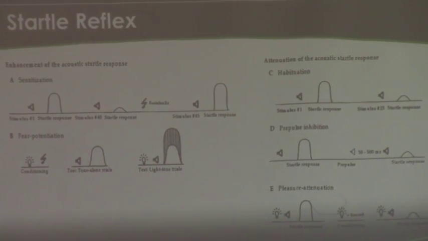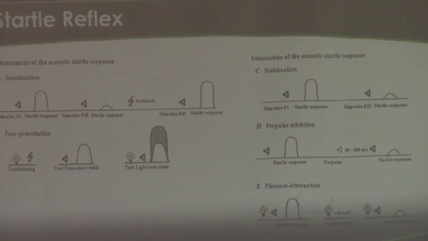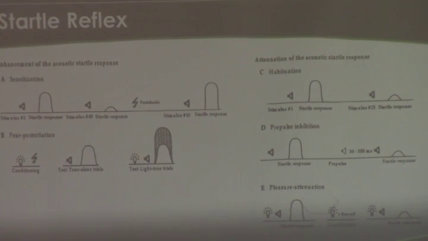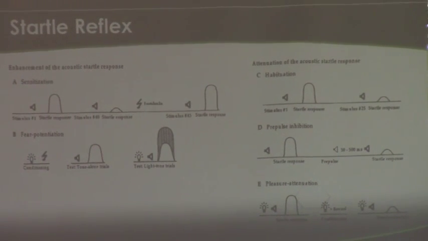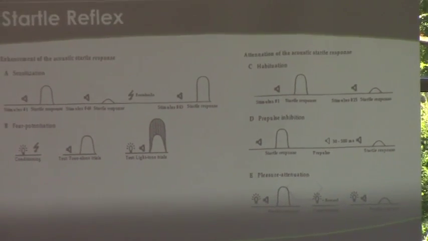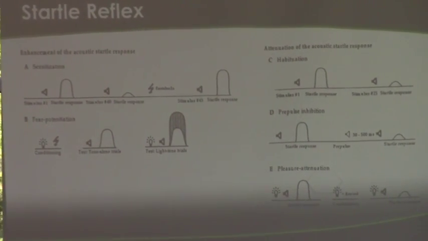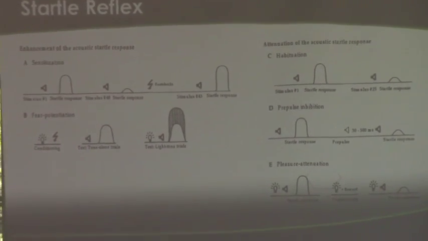We can use the startle reflex in pleasure attenuation. Sorry. We put the light and the sound. We have the startle response, and 24 hours later, we put just the light, and in fact, it's finally the reward. And another day, we put the twice in this, and we can see the startle reflex, the startle response. It's really low.